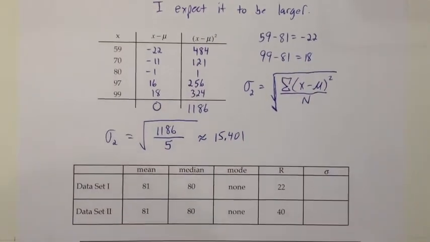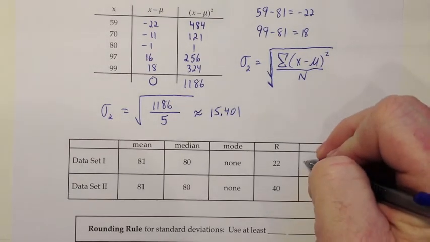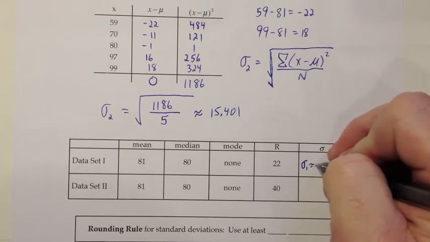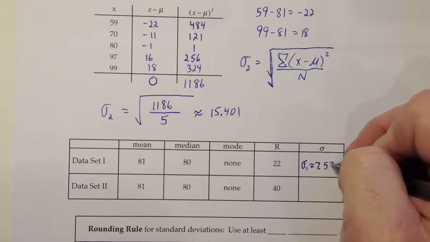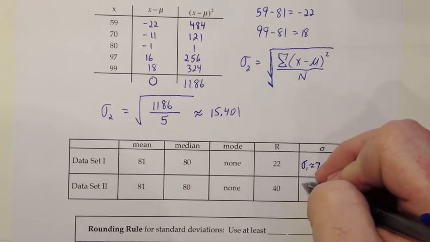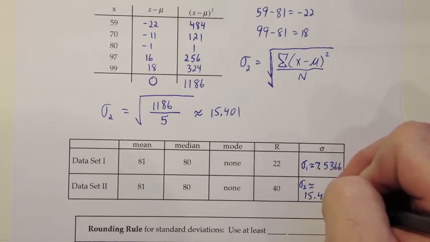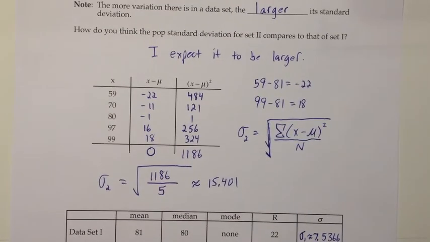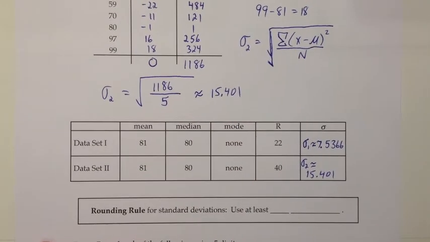And I'm going to go ahead and summarize the work that we've done here so far. We had our mean, median, mode from the previous page's work, and then we figured out our standard deviation for data set 1 on the previous page, and that was 7.5366. And now we figured out the standard deviation for data set 2 is 15.401. And we said that, if you look right back up here, data set 2 was more spread out, so we expected it to have a larger standard deviation. And now we see that is in fact what's happening.